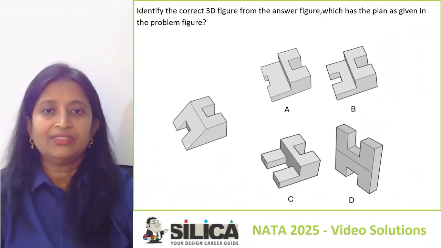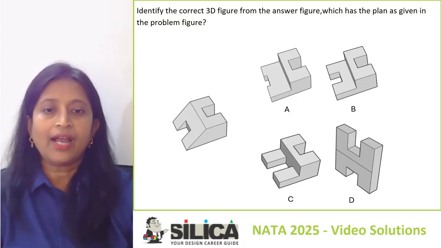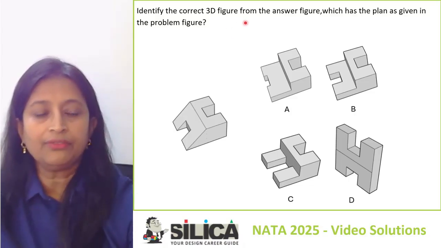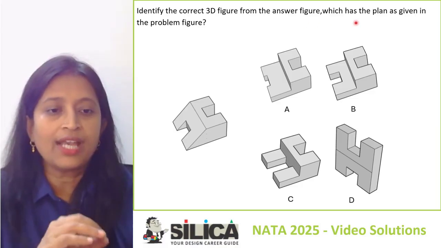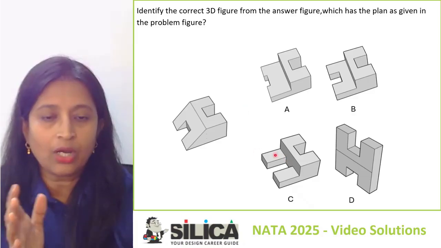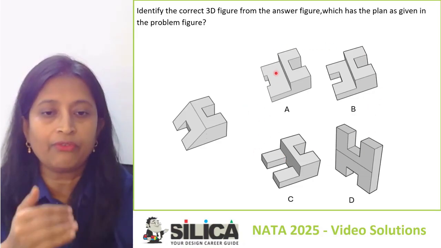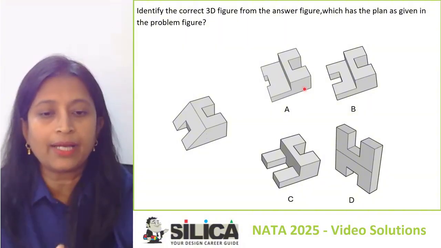Hello everyone. So let's do another question of Nata 2025 paper, which is saying identify the correct 3D figure from the answer figure which has the plan as given in the problem figure. What does it mean? That out of these 4 options, these 3D figures, we have to identify which one has the same plan as this question or problem figure. So let's try to identify.